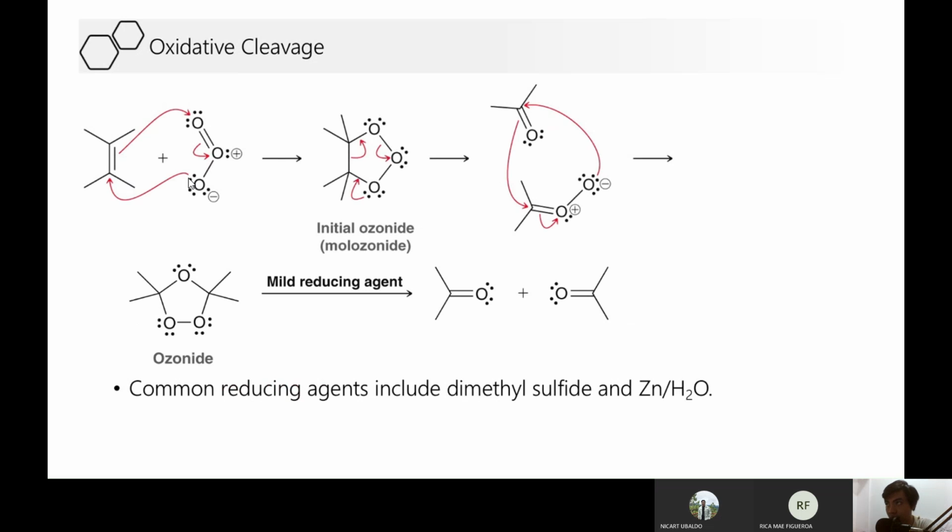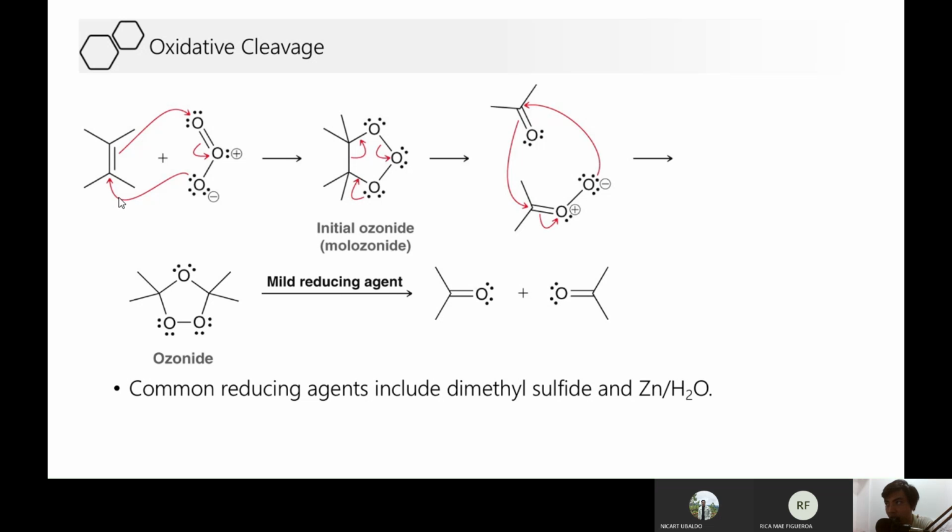This is your double bond, and this is your ozone, with its Lewis structure. Then you will have your molozonide intermediate. That molozonide intermediate will further rearrange, forming your carbonyl-containing compounds. So what is the special intermediate here? The molozonide. After the molozonide intermediate, you will have an ozonide intermediate, then a reduction process. So quite a lot happens here.